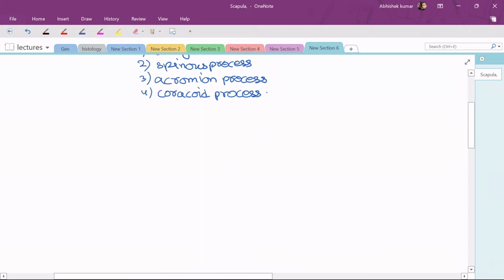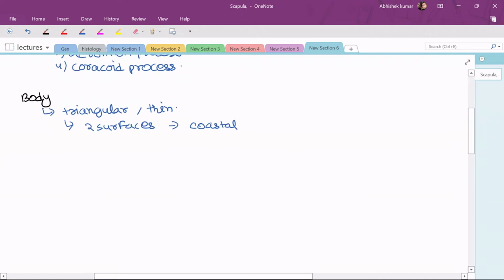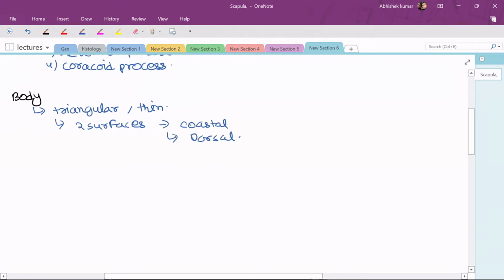Now let's talk about body in detail. So body is triangular in shape and it is thin. It has two surfaces. One is your costal surface, the surface which is facing the rib cage or the interior forward position, and the second is your dorsal surface, that means the back of the scapula.